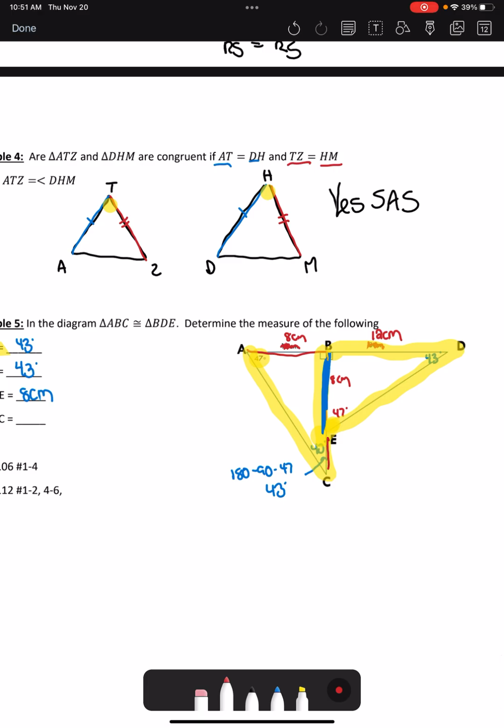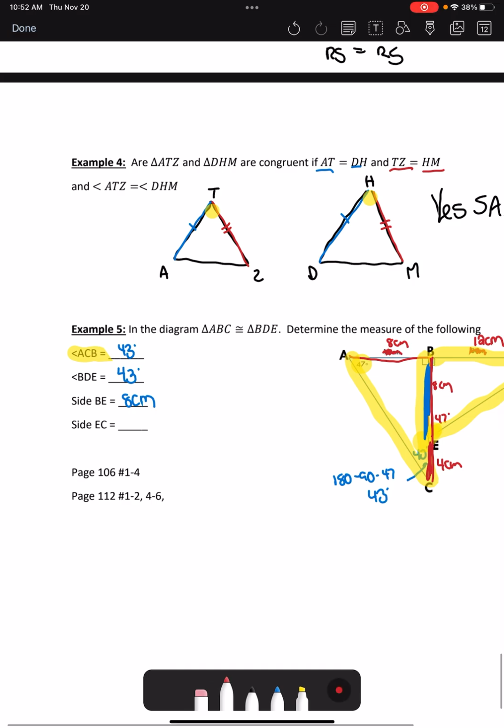Oh, this is a trickier one. So if you look, we know all the way from B to C, because it's congruent, would be 12. So if it's 8 centimeters from B to E, E to C would have to be 4 centimeters in order to total to that 12, right? So right here, I'm going to put 4 centimeters. All right, try some of these textbook questions so that you really understand what congruency means.